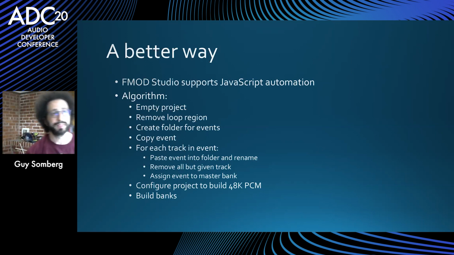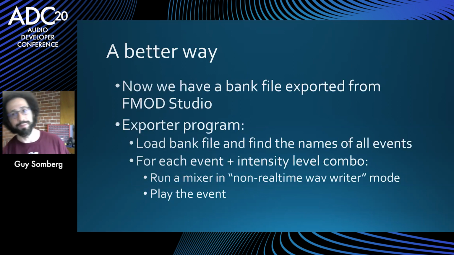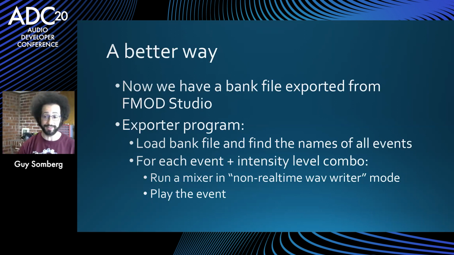That's pretty cool. But that is only step 1, because now we have a bank file exported from FMOD Studio, which is intended for games to load and play back from there. So I had to write a second program, which is this exporter program. Again, less than 100 lines of code, or maybe just over, I don't remember. It's this short program which loads the bank file and finds the names of all the events. And then for each event plus intensity level, because we have low, medium, and high intensity, it runs a mixer in what's called non-real-time WaveWriter mode.